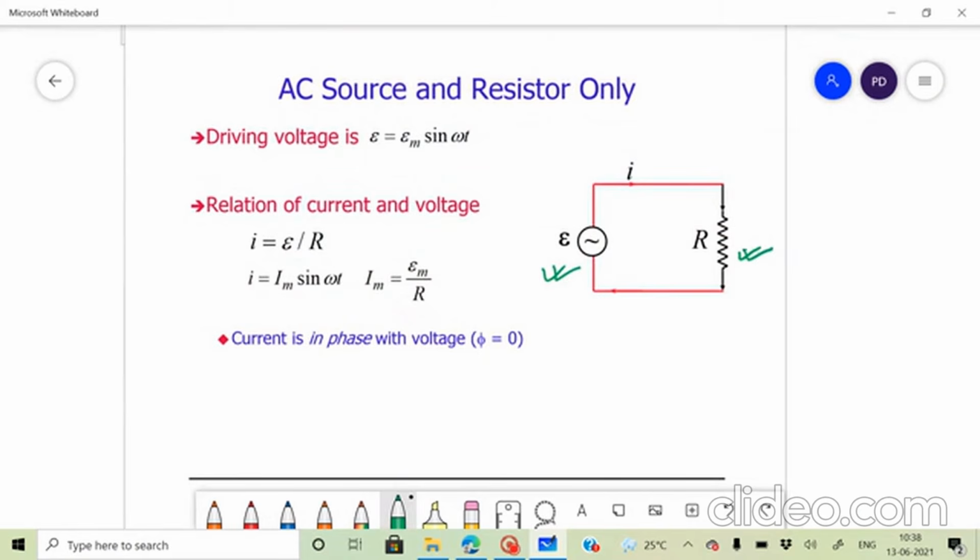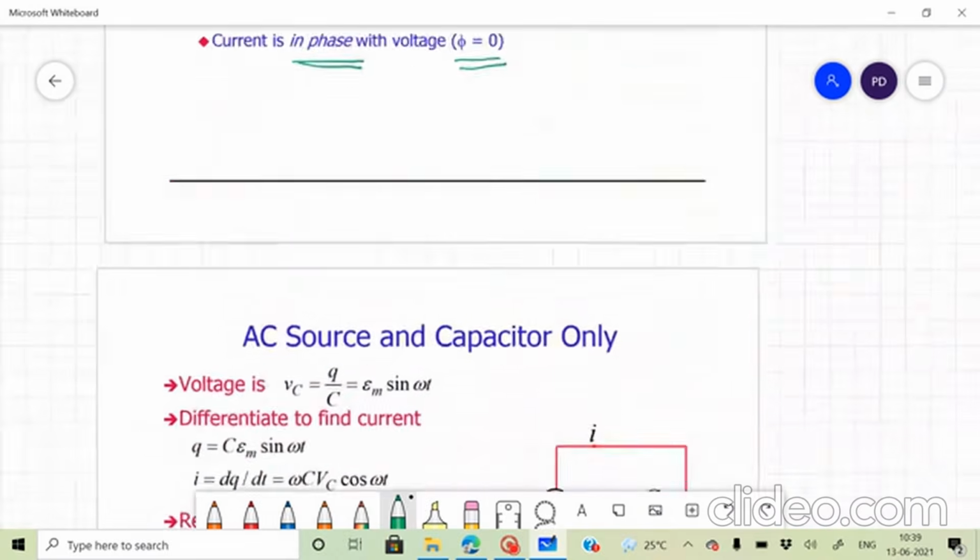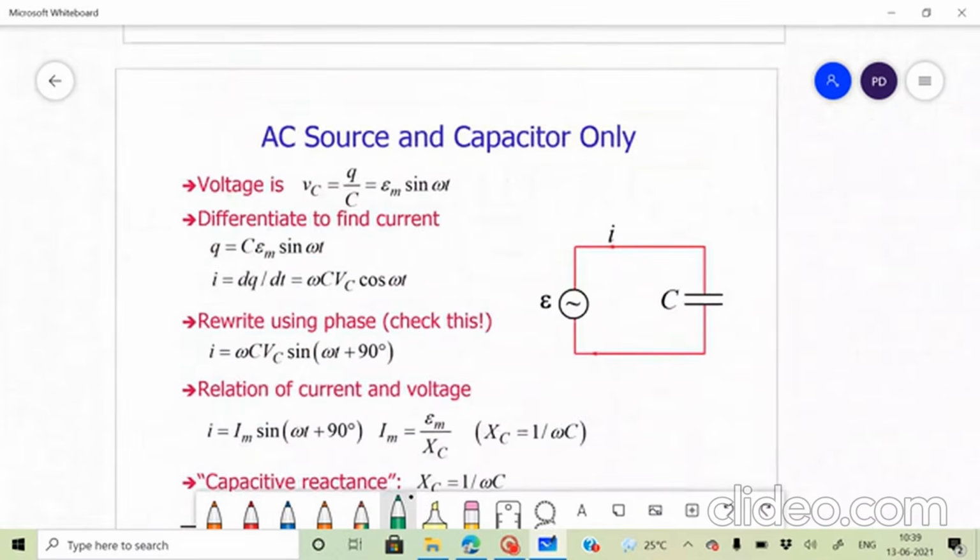So this is the driving voltage is given as this. This is the current. So current is I_m sine of omega t. In both cases, you have sine of omega t, sine of omega t. That means the current is in phase with the voltage. The phase angle is 0 in this case. Now let's see what happens when you introduce C and L.